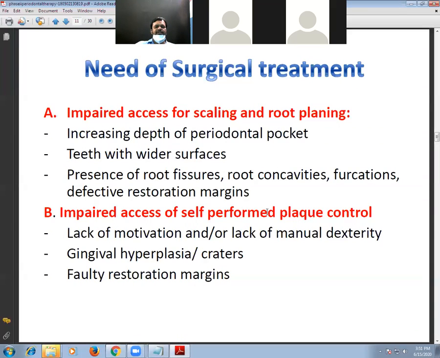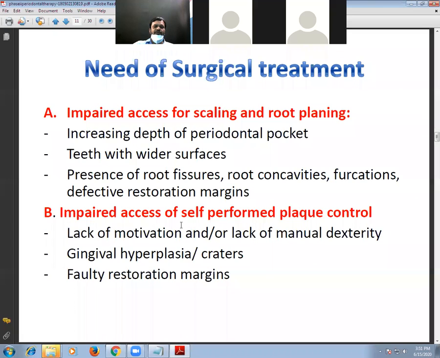So what is the need of surgical treatment? The first need is impaired access for scaling and root planing. Whenever your patient has deeper periodontal pockets, even if you perform good scaling and root planing, there is impaired access. For this purpose, we expose the flap so that we can have good access for instrumentation to the underlying root structure. This applies to increasing depth of periodontal pockets, teeth with wider surfaces, root fissures, root concavities, furcations, or defective restorative margins. These patients are usually placed for surgical treatment.